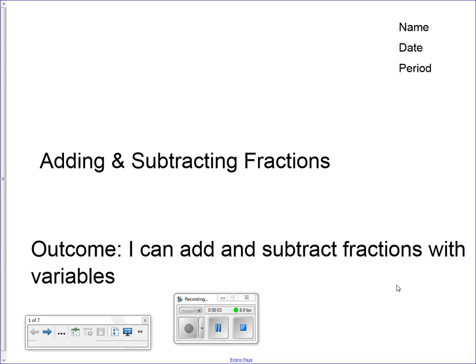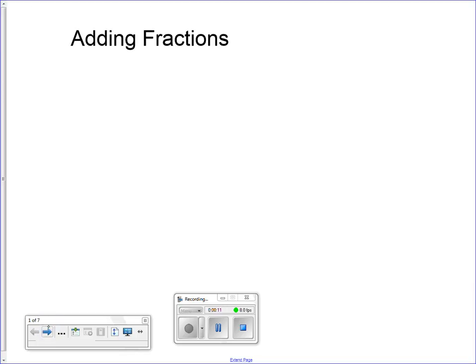The title of these notes is Adding and Subtracting Fractions. Your outcome is that I can add and subtract fractions with variables. So we're going to start off by talking about adding fractions, and we're going to go really basic here.